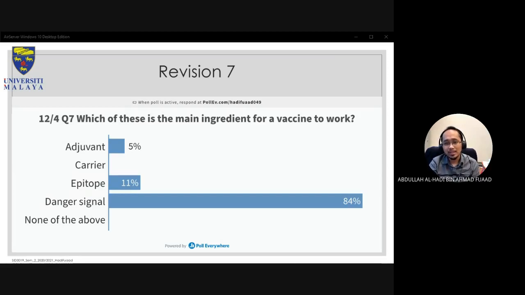So epitope is a must for any vaccine to work. You might not need a danger signal, as evident from the Pfizer vaccine. There's no direct link to a danger signal, but the epitope must be there, because without the epitope, even if you have a danger signal, it will not do anything. If you have an adjuvant without an epitope, it will not do anything. If you have a carrier without the corresponding epitope that it is actually carrying, there will not be anything. So for this question, the correct answer is epitope.